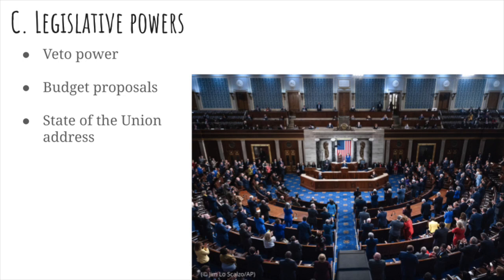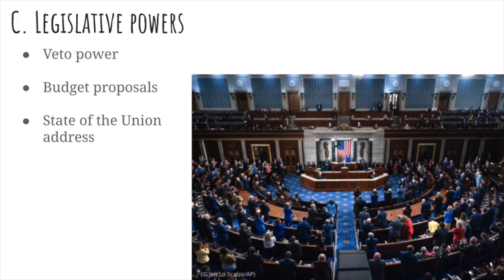Okay, let's put on hat number 2 for the president, the legislative powers hat. Now, the most important legislative power that the president has, and I didn't even put this on the slide to make sure you write it down, is signing bills into law. So that's kind of a duh. But in addition to that, he also has the power of veto. The president can veto bills that pass through Congress.